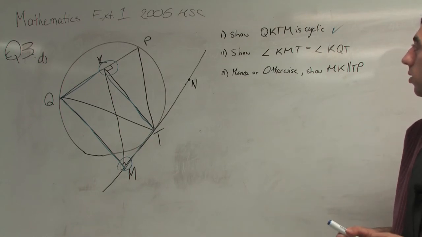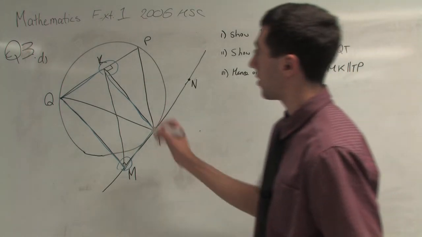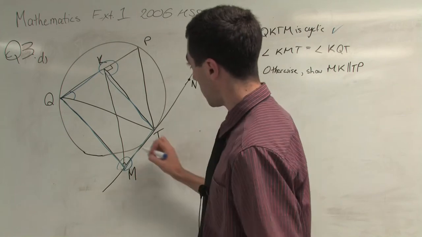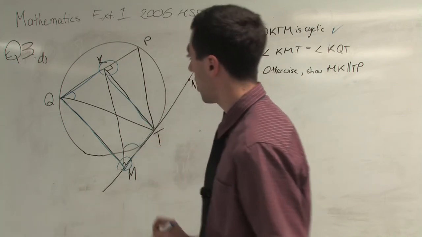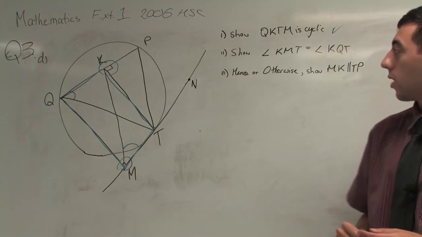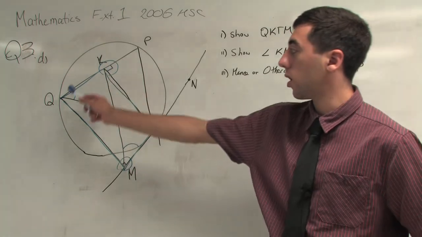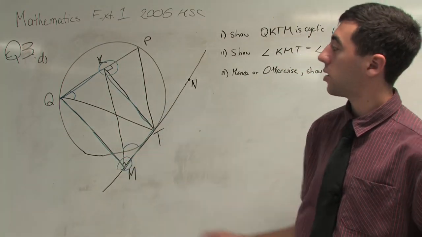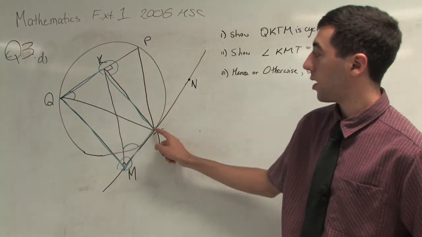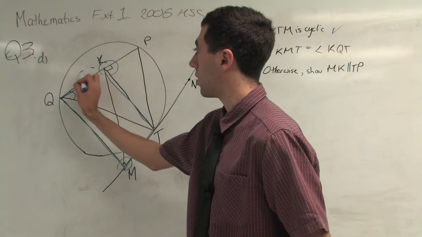Show that angle KMT is equal to KQT. Okay, so that's KQT is this angle here, and KMT is this angle here. Okay, so one property of a cyclic quadrilateral, as you should know, is that since KQTM is cyclic, a circle lies on KQTM. So that must mean that this angle and this angle are the same since they are standing on the same chord.